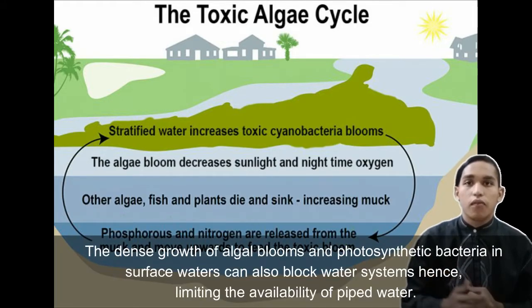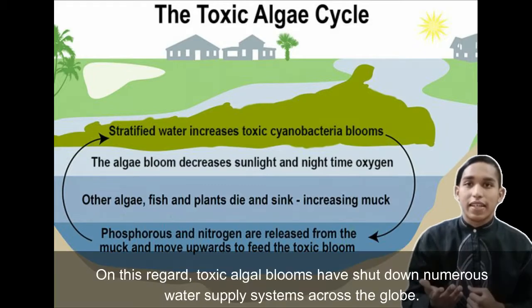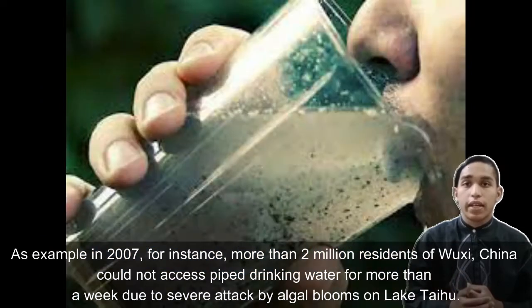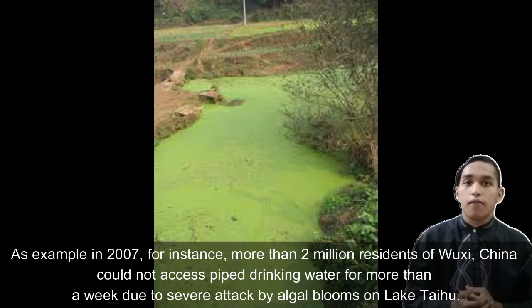The dense growth of algal blooms, a photosynthetic bacteria in surface waters, can also block water systems, hence limiting the availability of piped water. In this regard, toxic algal blooms have shut down numerous water supply systems across the globe. For instance, in 2007, more than 2 million residents of Wuxi, China, could not access piped drinking water for more than a week due to severe attacks by algal blooms on Lake Taihu.